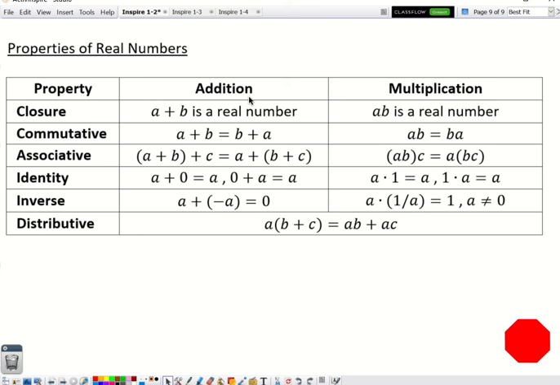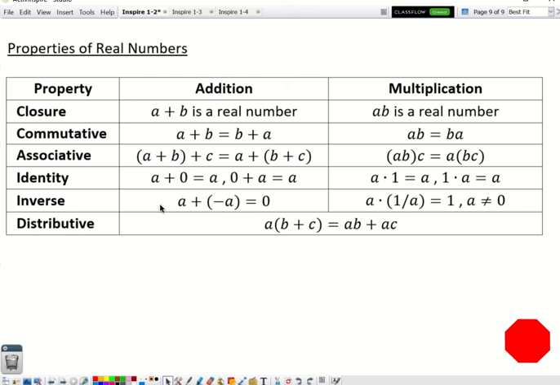But if you talk about the integers being closed under division, do you always get another integer if you divide two integers? The answer is no. So you would not be able to say that the closure property applies to integers under division. But anyway, let's move on to more important properties, like the commutative property.